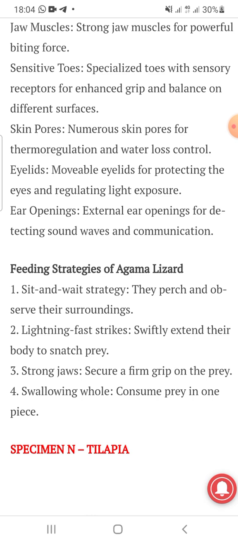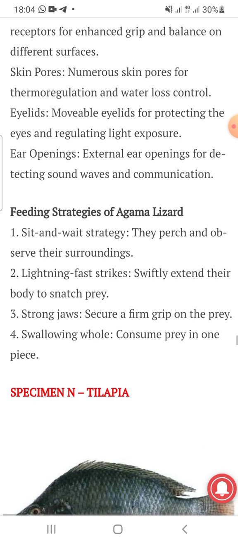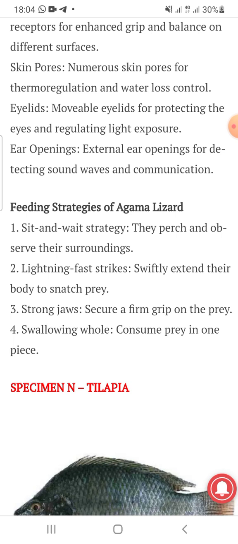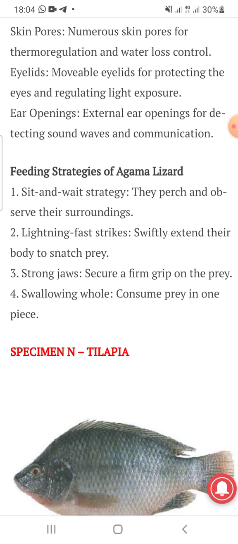Let's look at the feeding strategies of the agama lizard. Number one, sit and wait strategy: they perch and observe their surroundings. Number two, lightning fast strikes: swiftly extend their body to snatch prey. Three, strong jaws: secure a firm grip on the prey. Four, swallowing whole: consume prey in one piece.